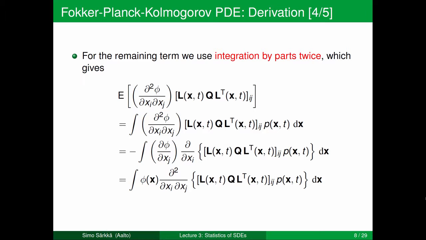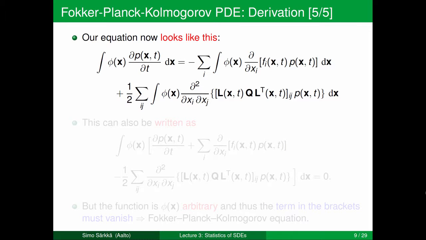And then for the partial derivative with respect to xj, we will do the same. So the minus will disappear and we will have this kind of expression. After all these manipulations, our equation now looks like this. So the integral of phi of x times the time partial derivative of p dx is equal to minus the summation over phi of x times the partial derivative of fi p with respect to xi dx plus half times the summation of integral of phi of x times the second partial derivatives of the term LQ, L transpose p dx.